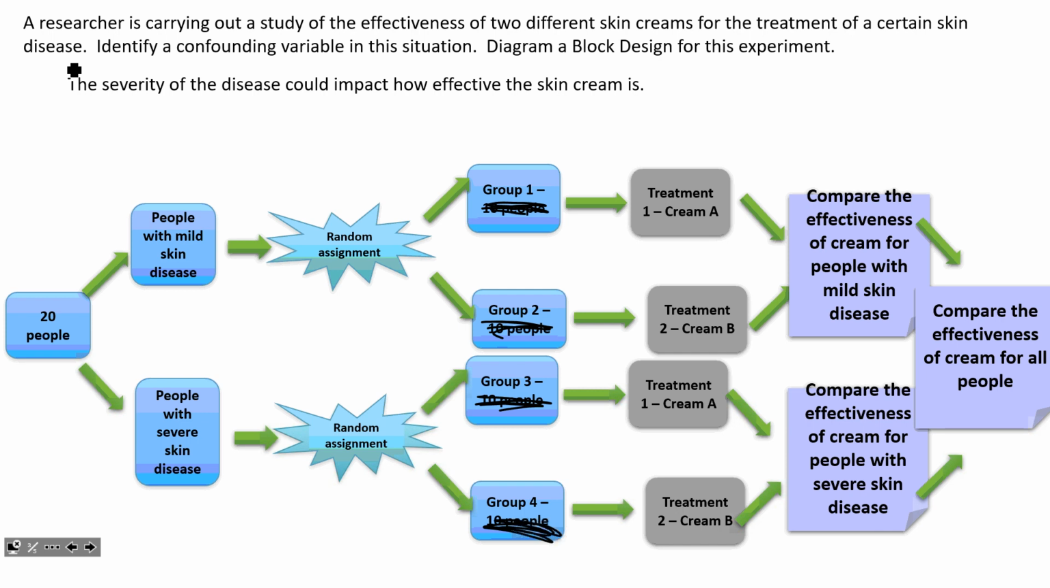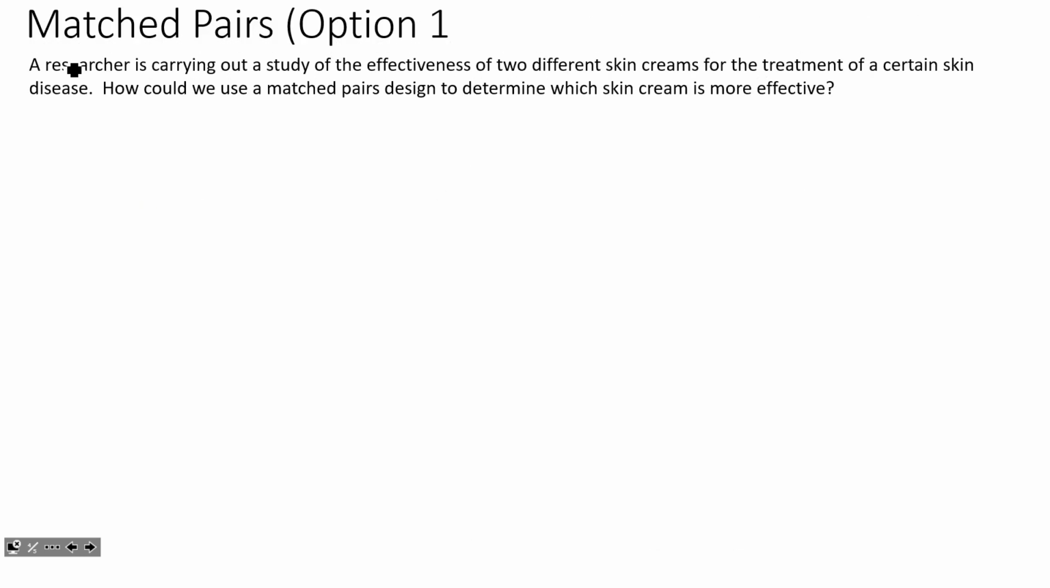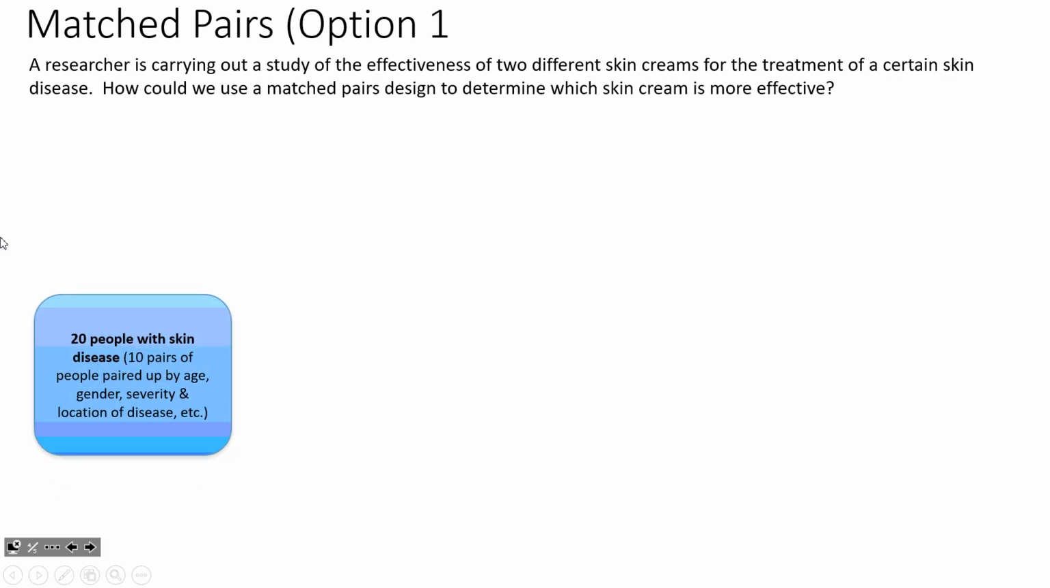Let's move on to matched pairs. I have 2 options with matched pairs, and I actually kind of tried to work this out with both options just to kind of show you. So same thing. The first option is when I pair people up based upon similar qualities that would impact how effective the skin cream is. So I would pair people up with skin disease, and I would pair them up maybe by age, gender, severity, location of disease, like what percent of their body's covered in the disease, how long they've had it. All of these kind of variables might affect how effective my skin cream is, right?